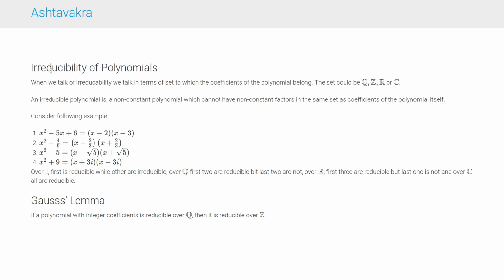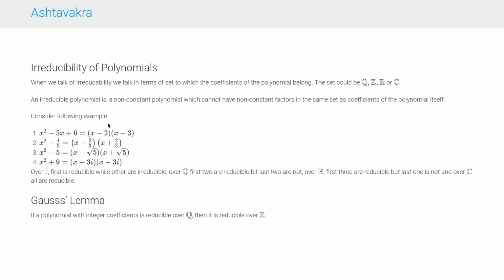Next comes irreducibility of polynomials. When we talk of irreducibility, we talk in terms of the set to which the coefficients of the polynomial belong. This set could be the set of rational numbers, set of integers, set of real numbers, or set of complex numbers. A reducible polynomial is a non-constant polynomial which can have non-constant factors in the same set as the coefficients of the polynomial itself.